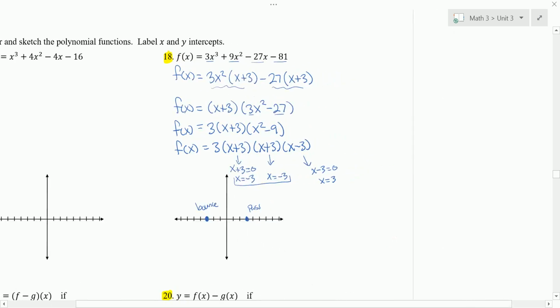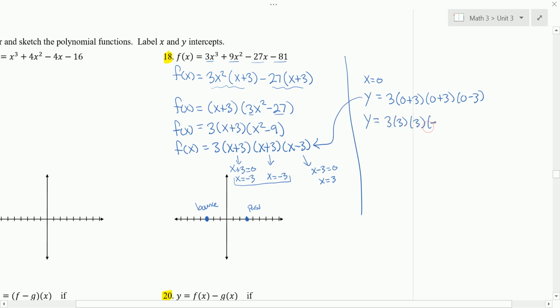Here we're going to find our y-intercept. So you plug in 0 for x, and you get y, or f of x, equals 3 times 0 plus 3 times 0 plus 3 times 0 minus 3. And plugging it into this bottom one here, which gives you 3 times 3 times 3 times negative 3, or negative 81.